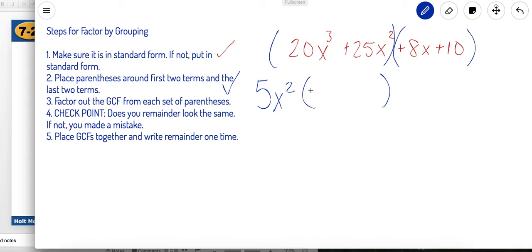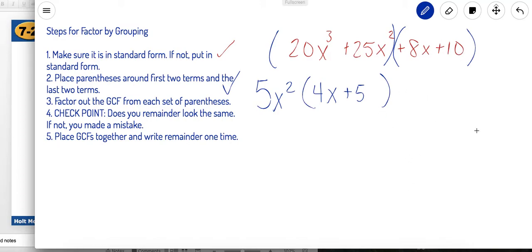So how do we find our remainder? We find our remainder by dividing whatever is in the first parentheses by 5x squared. So we're going to do 20 divided by 5, which gets me 4. X cubed divided by x squared, we subtract the exponents and we get x. And then we divide from here. So 25 divided by 5 gets me 5. X squared divided by x doesn't get me anything, right? That x cancels out.